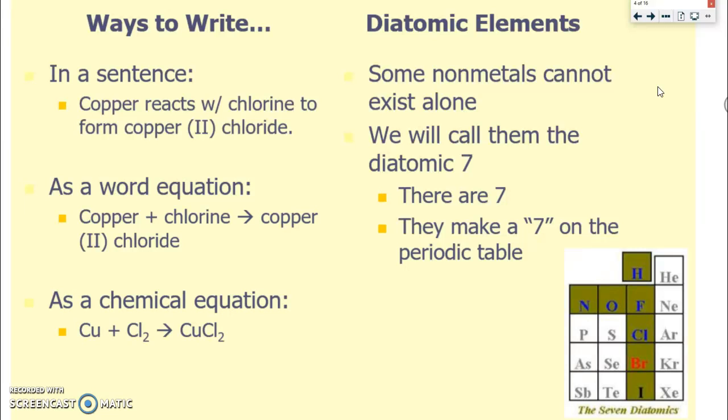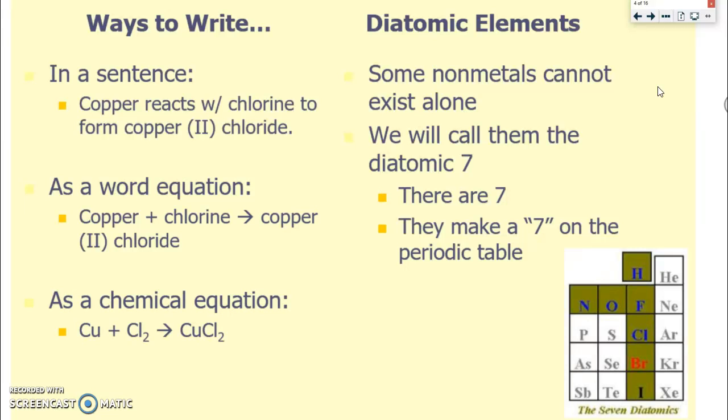You can write it as a word equation, as you can see, copper plus chlorine, the arrow, copper 2 chloride, or as an actual chemical equation, using the chemical symbols from the periodic table. So Cu plus Cl2 makes CuCl2. This is the way we will most likely be using throughout the semester.